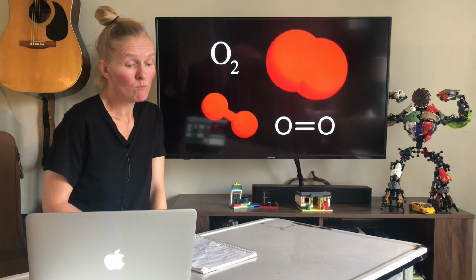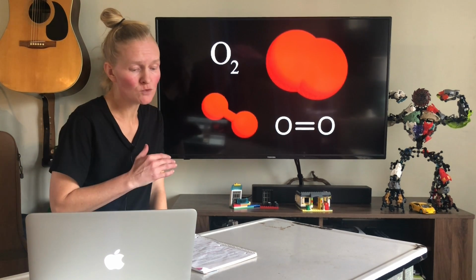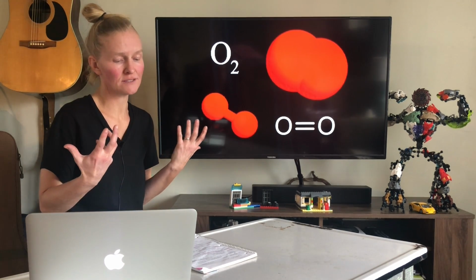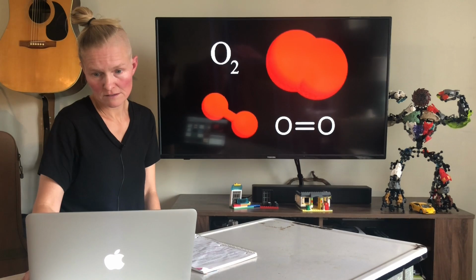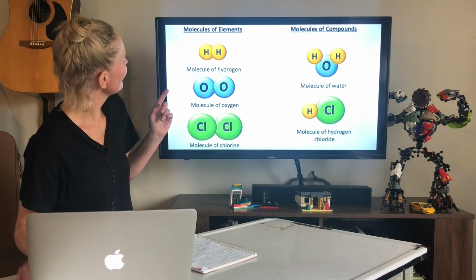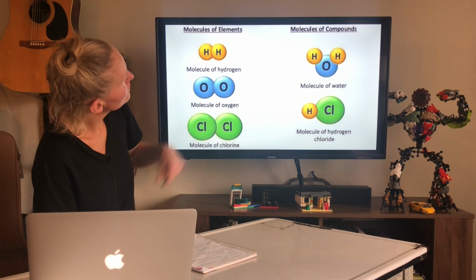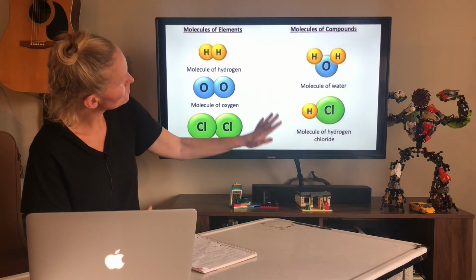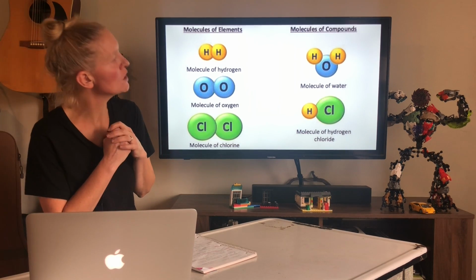When matter is made up of more than one type of atom, it's called a compound. A compound is when two or more substances come together to form a substance itself. Here I have another slide that shows some more molecules of elements and also some compounds. So it shows how you can have pure elements and compounds. These are binary compounds, so they have two elements put together.